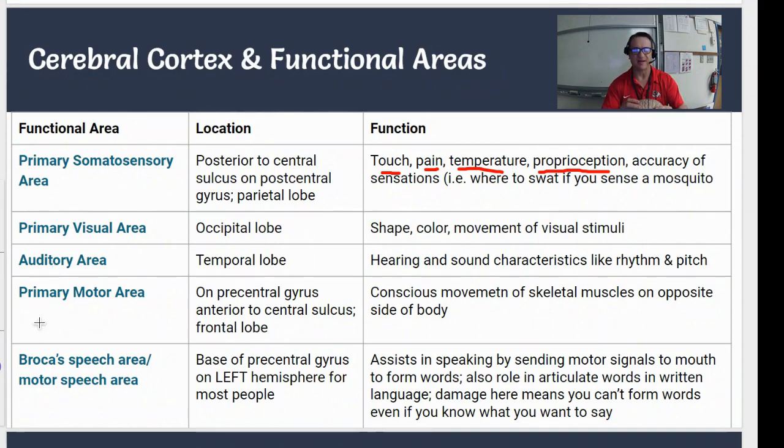Primary motor area. Remember, that's very close to the primary somatosensory cortex. So the central sulcus right here again, primary motor cortex is on the precentral gyrus. And that's where all your conscious movements, skeletal movements, are going to originate. And I'm going to show you one more thing on that homunculus real quick.